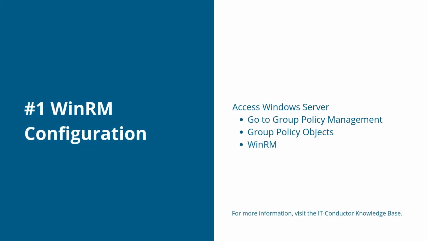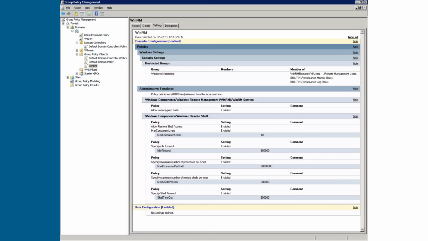First, in your Windows server, access the Group Policy Management, navigate to Group Policy Objects, WinRM, and apply the following settings. You can pause the video and look at the settings.